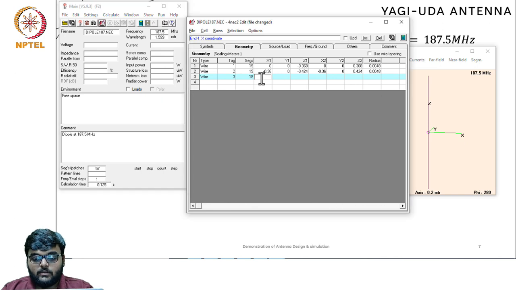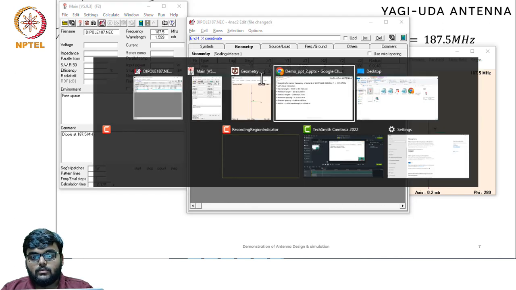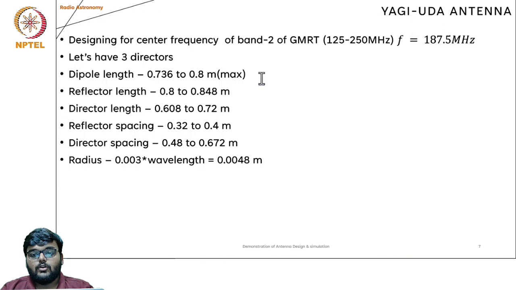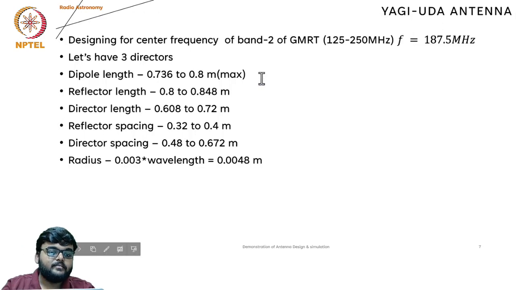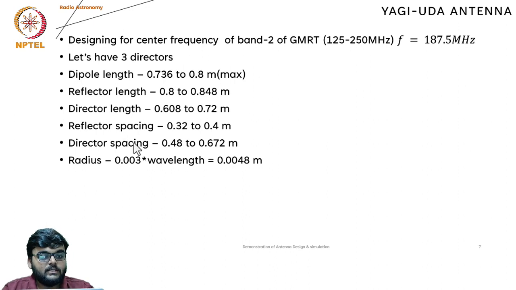Here an error was coming. So what is the director spacing? The director spacing is 0.48. We will take it as 0.48. The range is 0.48 to 0.672, so we take 0.48, and the length we will take as 0.61. It is trial and error. We will vary it and see what is the best reading we are getting.